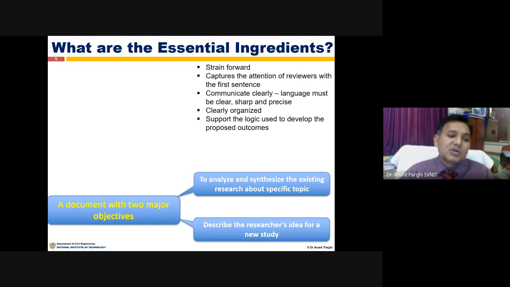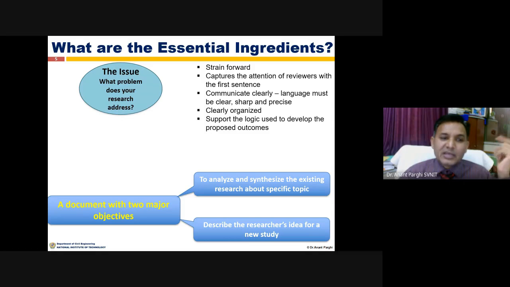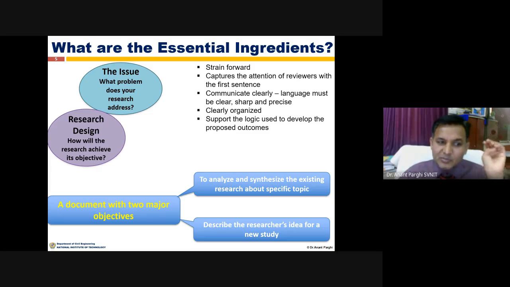It's very important, like a document with two major objectives: to analyze and synthesize the existing research about that particular topic, and to describe the research idea for a new study. How can we describe this? The issue: what problem does the researcher address? What is the issue and what is the problem that you are going to address? Research design: how will the research be achieved, and how will you achieve the objective in your research project?